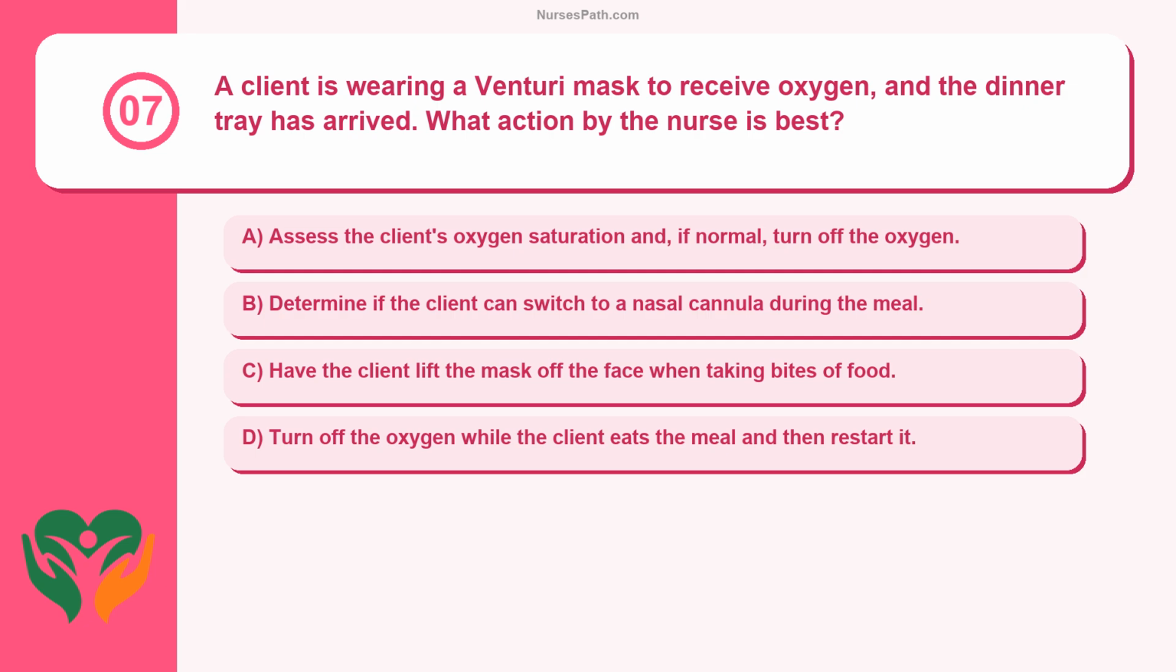Question 7. A client is wearing a Venturi mask to receive oxygen, and the dinner tray has arrived. What action by the nurse is best? Assess the client's oxygen saturation and, if normal, turn off the oxygen. Determine if the client can switch to a nasal cannula during the meal. Have the client lift the mask off the face when taking bites of food. Turn off the oxygen while the client eats the meal and then restart it.